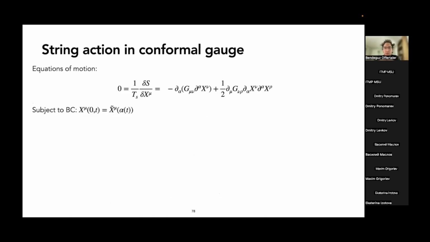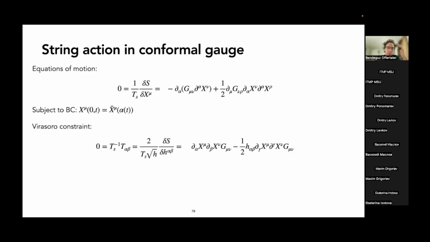So once we fix the conformal gauge, we can write down the equations of motion and solve for the string coordinates x mu on shell. They will depend on the boundary condition specified by the function x tilde and also by the boundary reparametrization mode alpha. At this point, alpha is not determined. But we also have to remember that we have to impose the Virasoro constraint, which is just the equation of motion for the metric, and tells us that the stress tensor on the world sheet is 0.